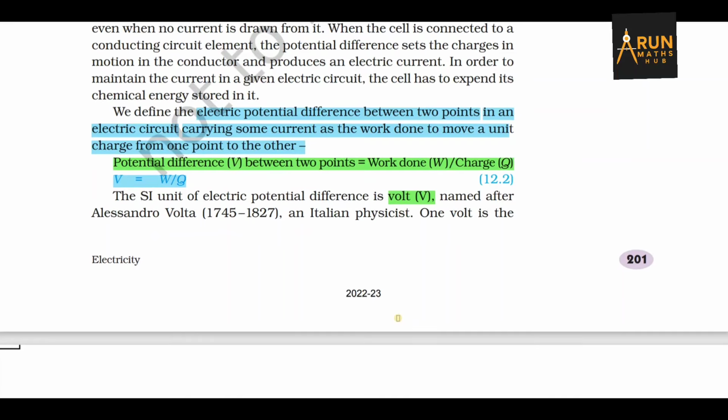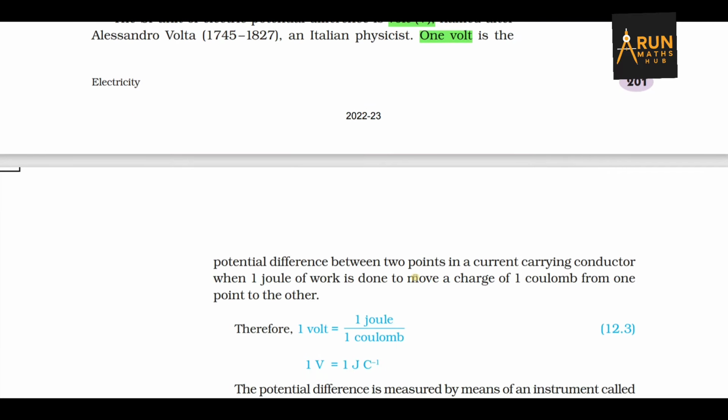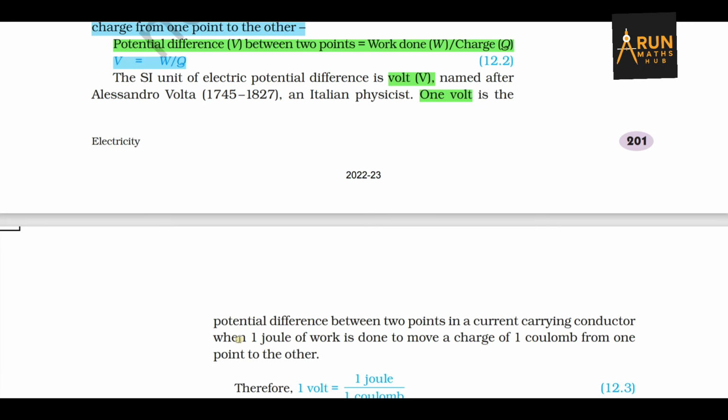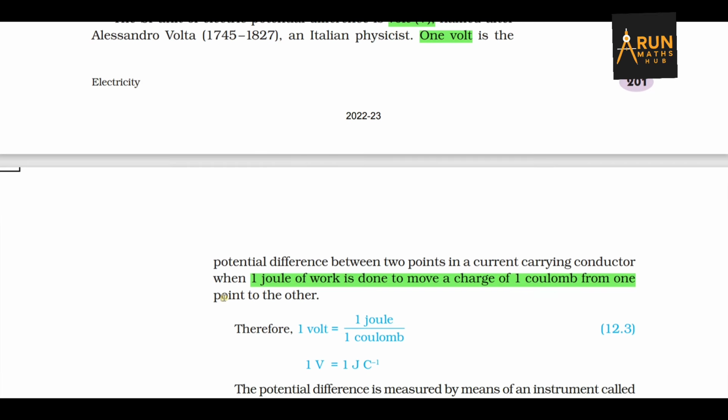And you can have a 1 mark definition: define 1 volt. 1 volt is defined as 1 joule of work done to move a charge of 1 coulomb from one point to another point.